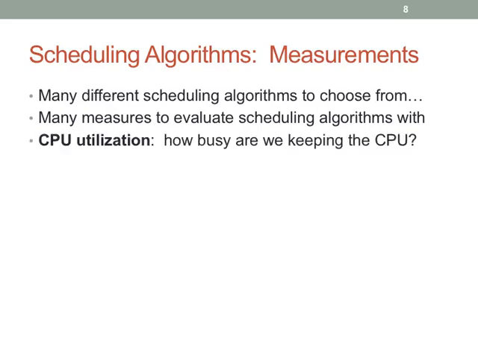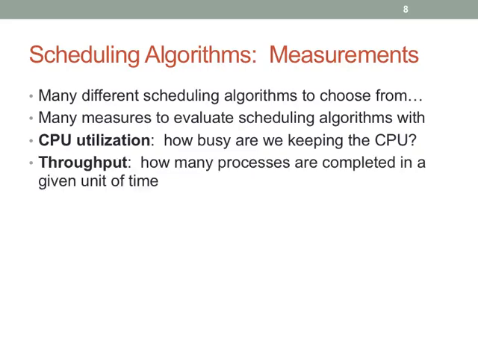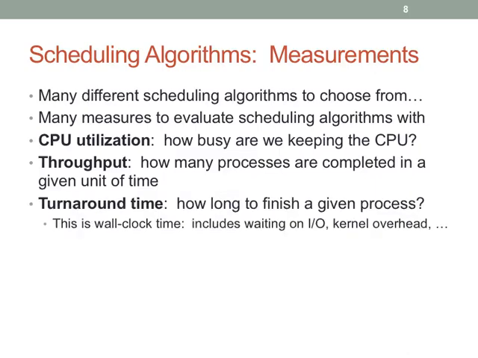So we have CPU utilization. Am I keeping the CPU busy all the time? If you're building a batch processing server, that's really what you'd want. Throughput, how many processes are completed in a given unit of time? Okay, if you have many short-lived processes, you'd want to maximize that number. Turnaround time, so how long does it take to finish a given process in wall clock time? So this includes waiting on I/O and so forth.